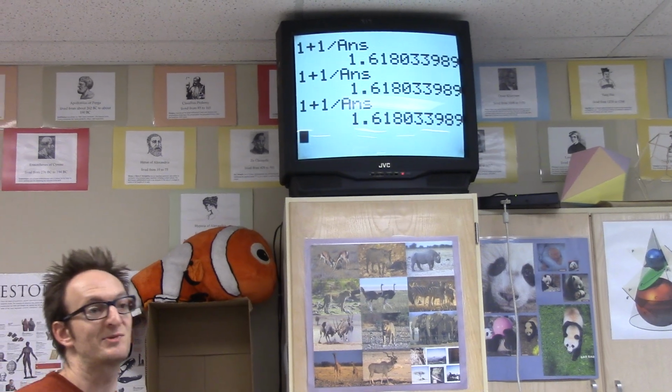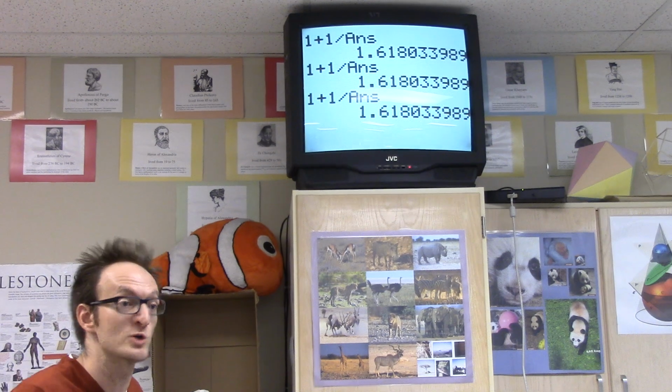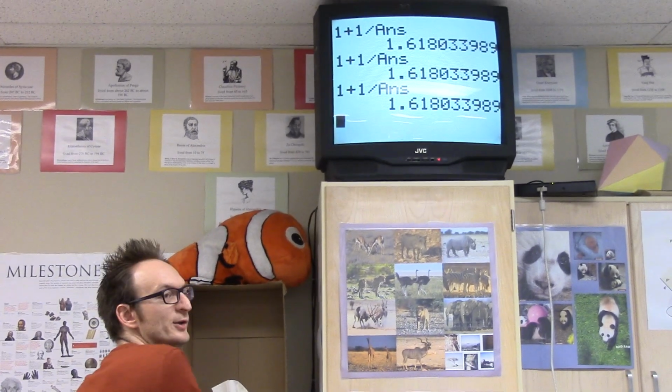So what that means is that this sequence is approaching a particular number. It's getting closer and closer to some particular number. What is that number? Do you recognize that number? 1.618. That is the golden ratio.